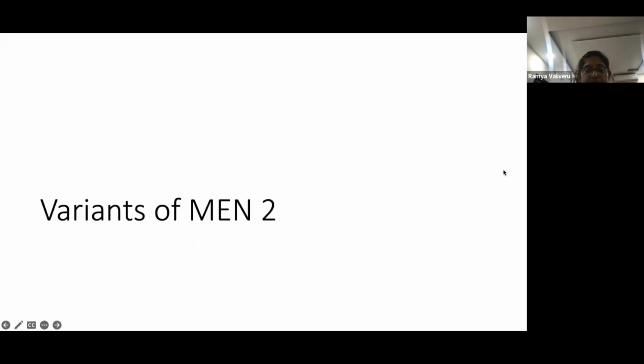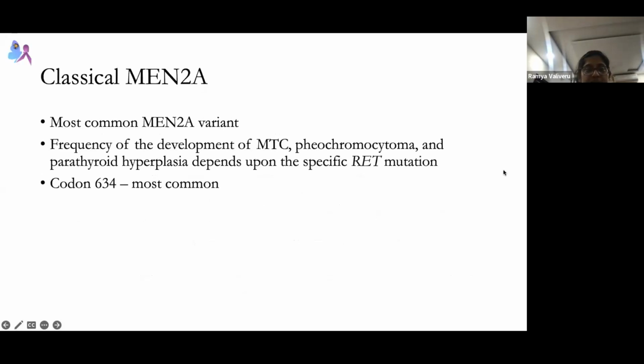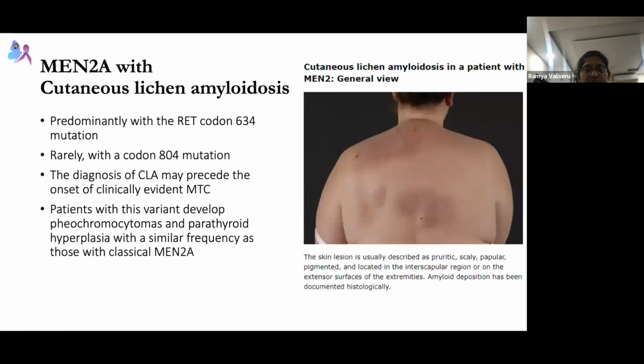And coming to variants of MEN2, classical is MTC, FEO, and PHPT. Codon 634 is most common. There could be CLA. CLA is typically a pruritic, scaly, papular, pigmented rash in the interscapular region or on the lower part of the neck. It is because of amyloid deposition, and it is predominantly seen with 634.